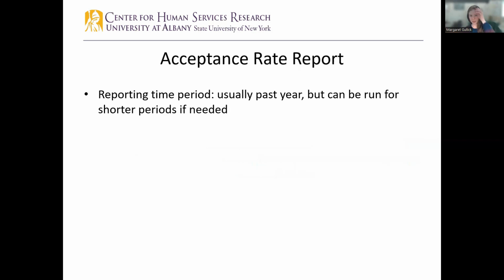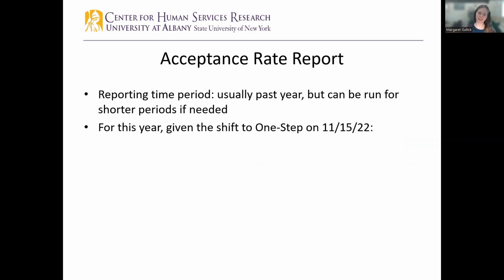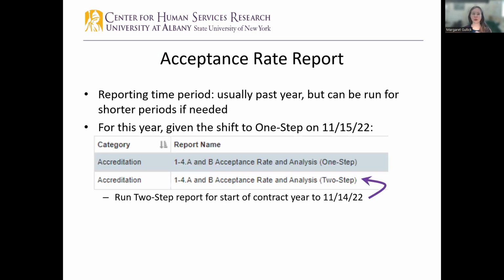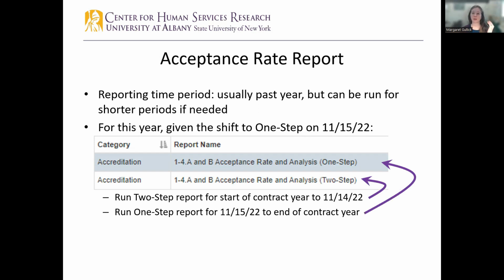So let's go ahead and start off with the acceptance rate report. The reporting time period is usually the past year. You can always run it for shorter periods if you need, but for this annual reporting, you're usually looking at the past year. But this year we had a shift to one-step processes on November 15th. So you're going to want to run your two-step acceptance rate report from the start of your contract year through November 14th, and then run the one-step report from November 15th to the end of your contract year.